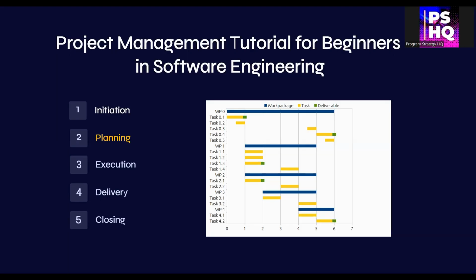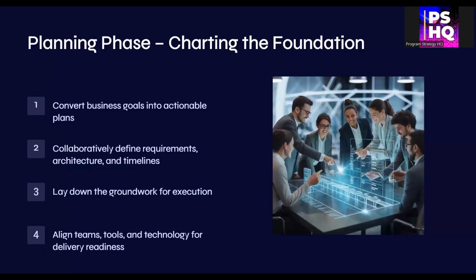In this video, we look into the second phase of the project lifecycle, the planning phase. Here we take our strategic goals and translate them into actionable, detailed project plans. We define requirements, design architecture, schedule work, and get our teams aligned, all before starting any line of code. This phase is where success starts to take shape.